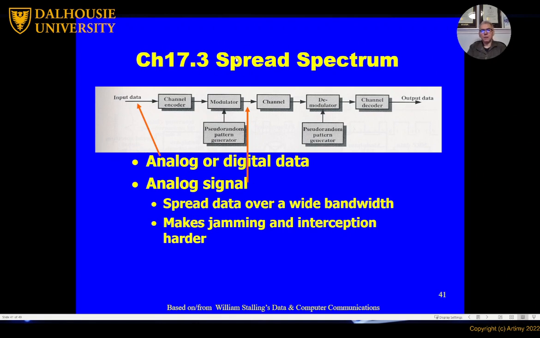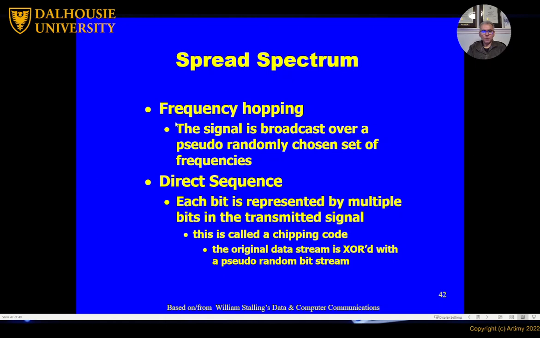So in chapter 17, we'll talk about spread spectrum. And with the spread spectrum, there are two techniques. One of them is called frequency hopping, and the other one is called direct sequence. Frequency hopping is the one that I explained, which means that each pair will pick a frequency and then switch to another frequency and another frequency.